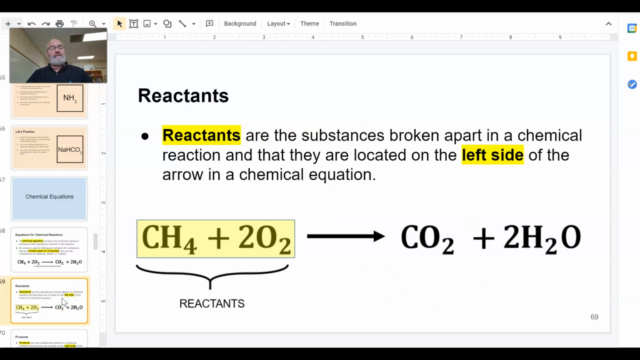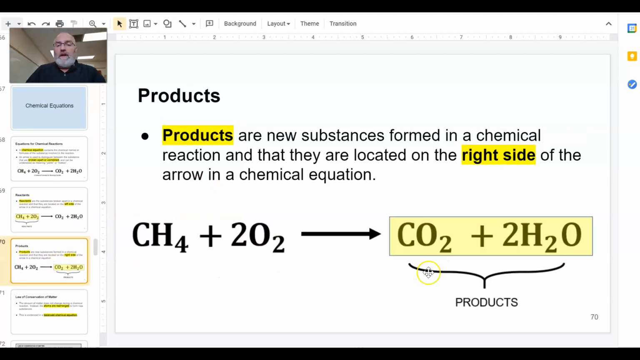Now, on the left-hand side of the equation are substances that we call the reactants. The reactants are the substances inside of a chemical equation that are broken apart. Okay, so we call those reactants. Now, on the right-hand side of the chemical equation, we have what are called products. Those are the substances that are formed as a result of the chemical equation. You should remember that without too much trouble, because remember that arrow means yields or makes.